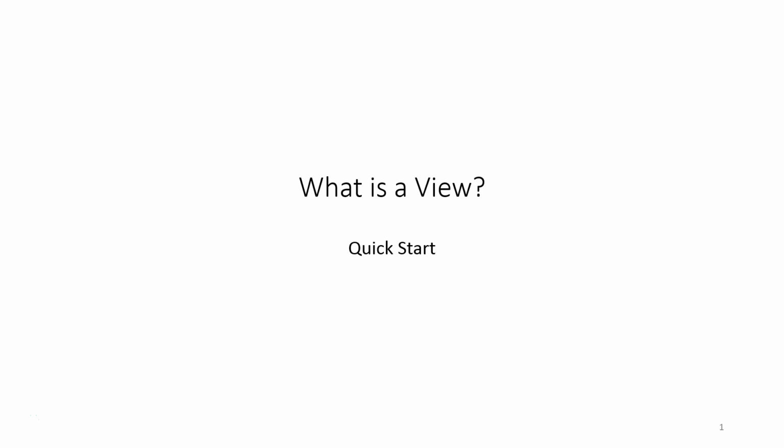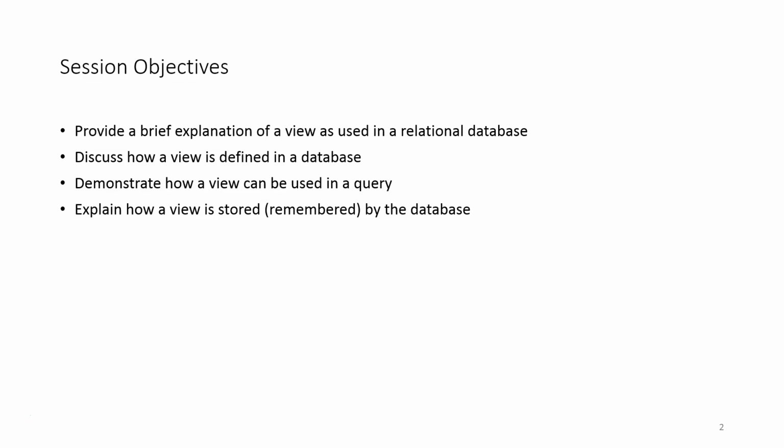Today we're going to discuss what a view in a relational database is. So in this section, what we'll talk about is providing an explanation of what a view is, discussing how to define a view in a database. We'll also demonstrate how a view can be used within a query. And then finally, we'll explain how the view is actually stored, or more appropriately, say, remembered by the database system.